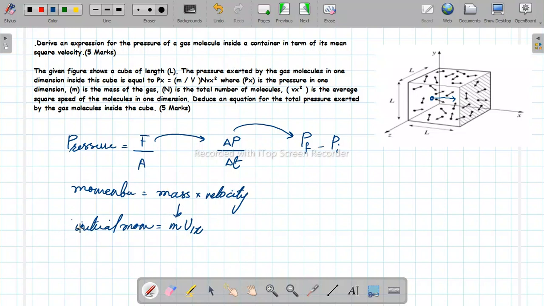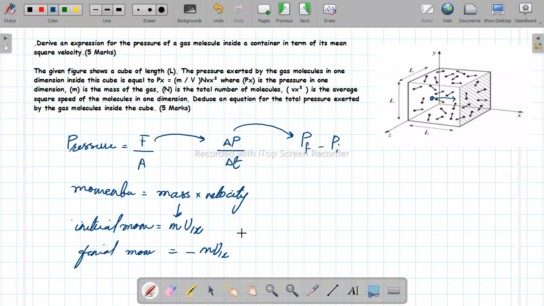So we say that if the initial momentum was m v1x, then the final momentum should be minus m v1x, with a negative sign, to show that after the collision with this face of the container, the molecule is moving with equal velocity but in the opposite direction. And then of course, collision does not make any difference to the mass of the molecule, right? So the final momentum has to be this one.